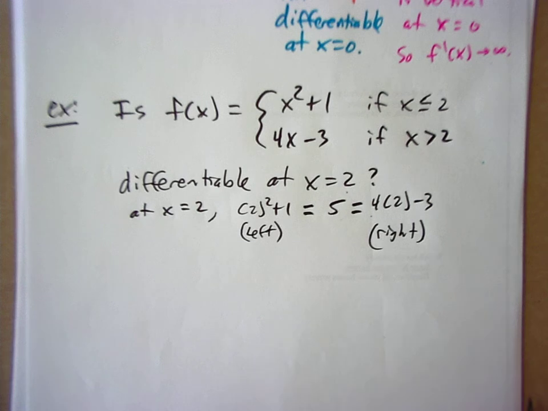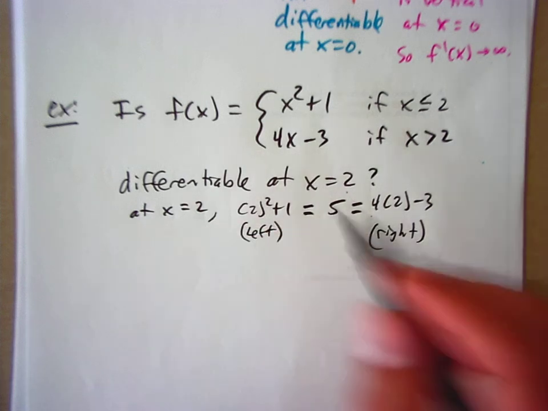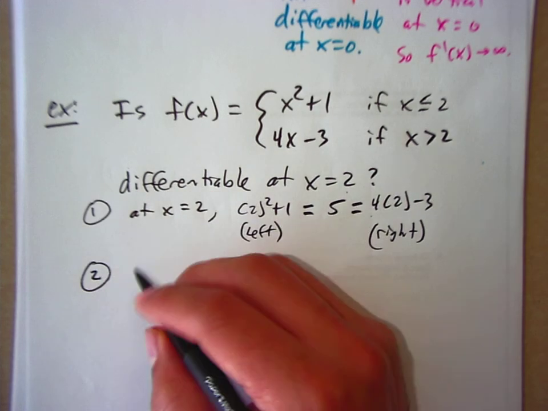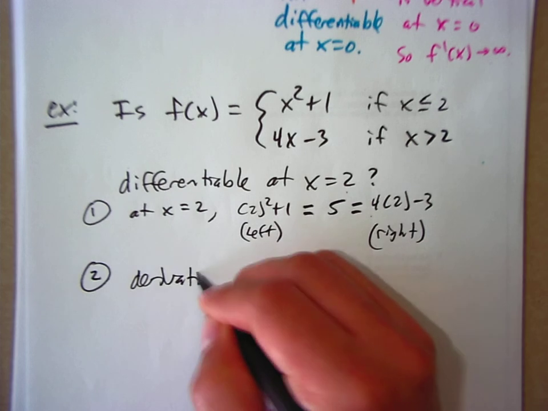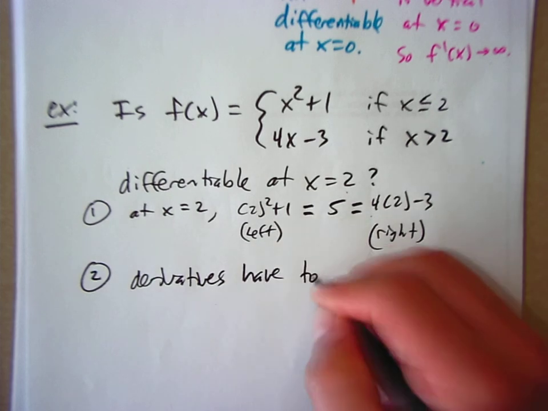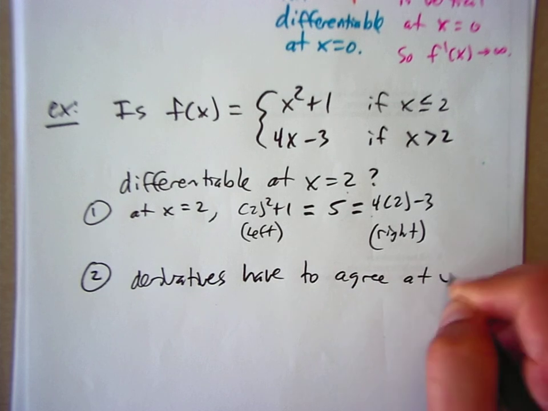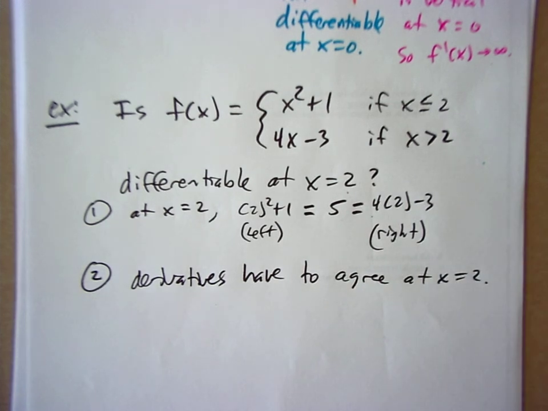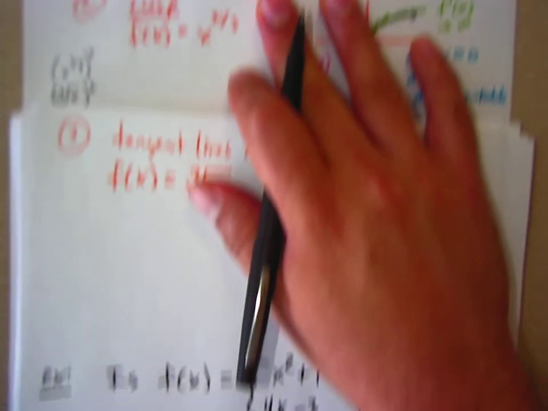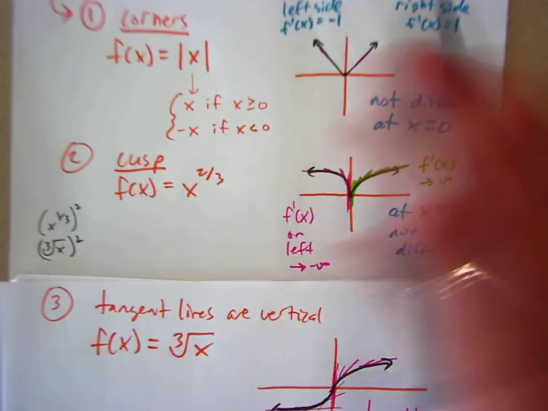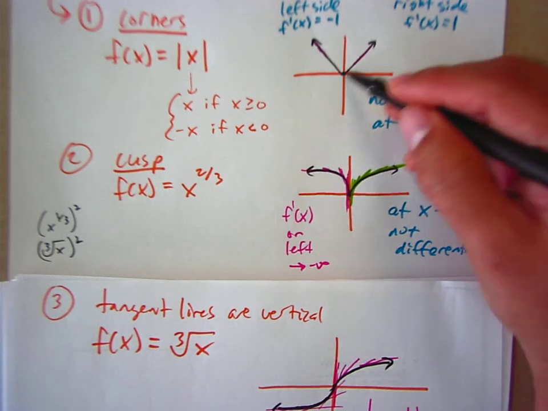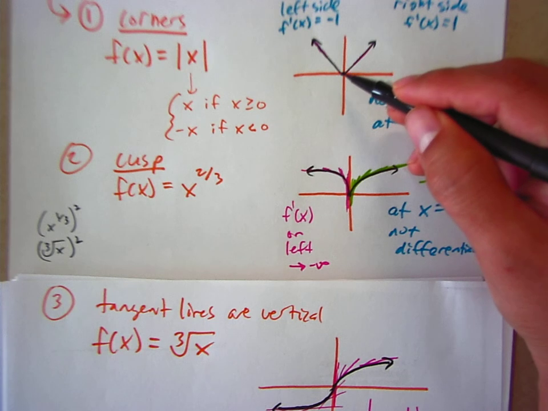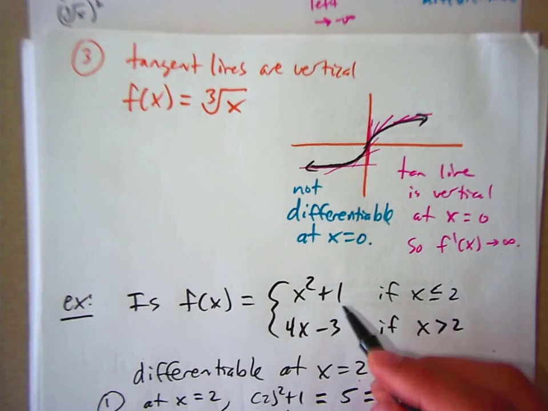So now the next piece is this: you want to make sure that the slopes, or the derivatives, have to agree at x equals 2. In other words, like this example up here, if I look at the derivative on the left, I get negative 1. On the right, I get positive 1. Those don't agree at 0, and so I cannot have a derivative there. Now, we're going to do the same thing here.